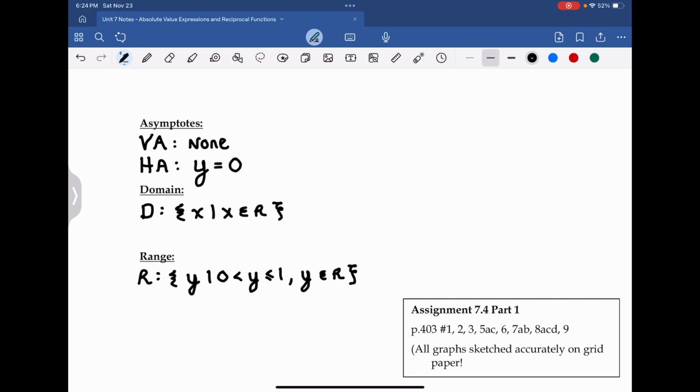Perfect. Okay. This is where you're going to want to go to your assignment. And again, I would highly recommend having graph paper. I have some in the class for you. Grab a couple of sheets. Make sure you're drawing these things on graph paper because you want to be as accurate as possible. Without graph paper, sometimes these can be very tough to draw.